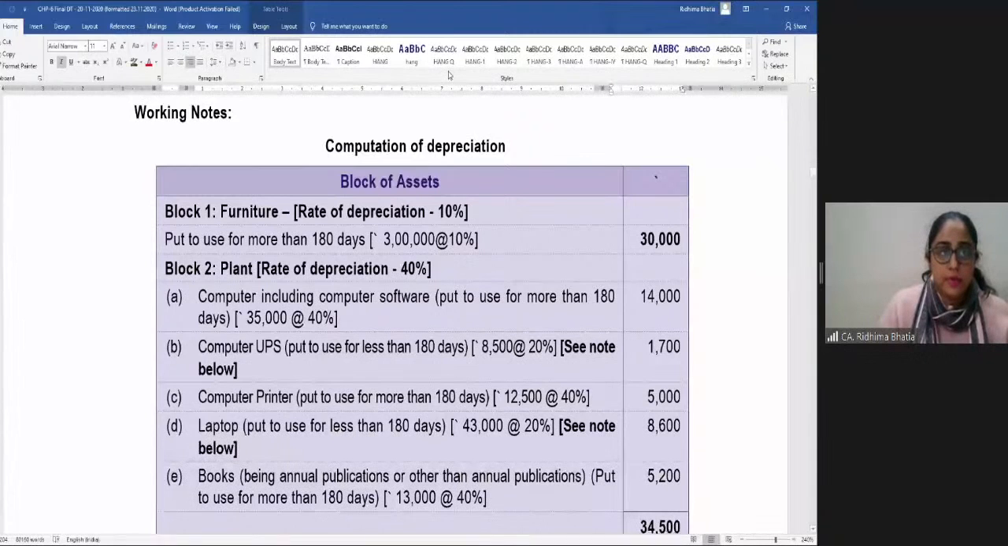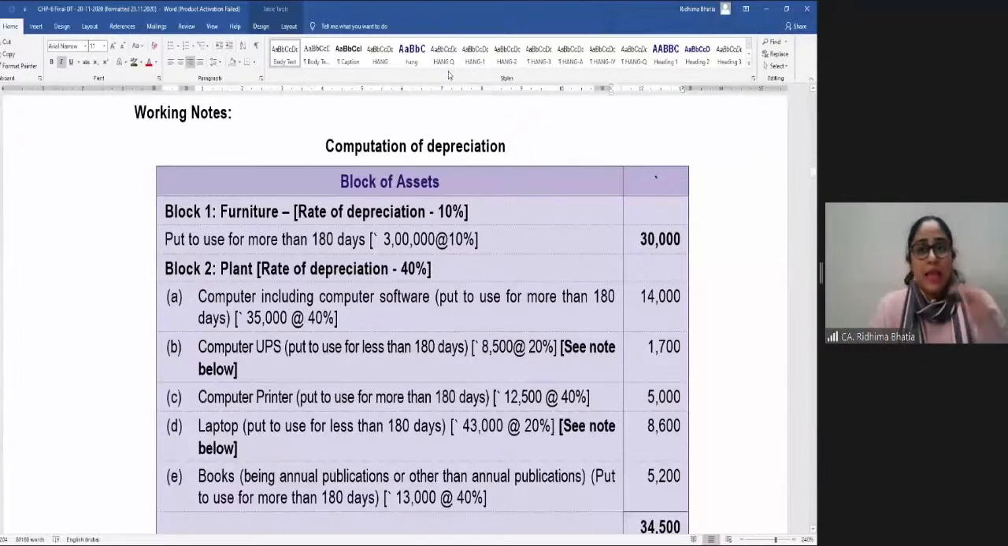Cost is 100. WDV is 70. But the sale price now is 125. Yes, I'm selling it over and above the cost. Now, please do not say 55 would be my balancing charge, because balancing charge goes to my P&L account. Please listen, no one will tell you the concept. Balancing charge goes to my P&L account.